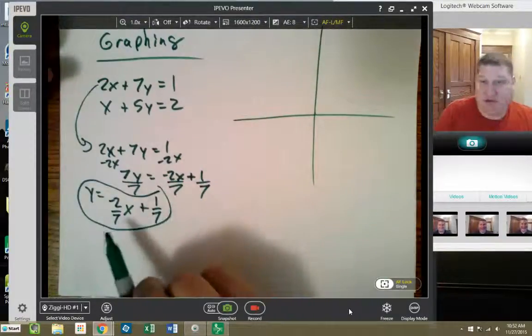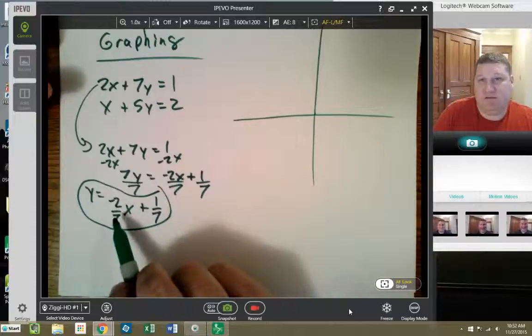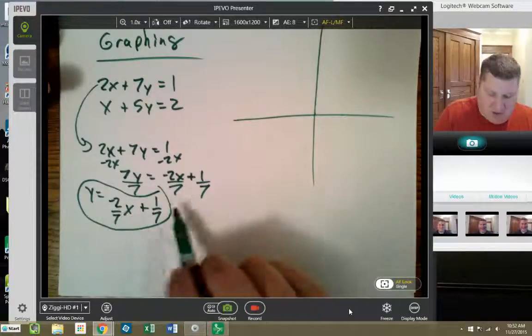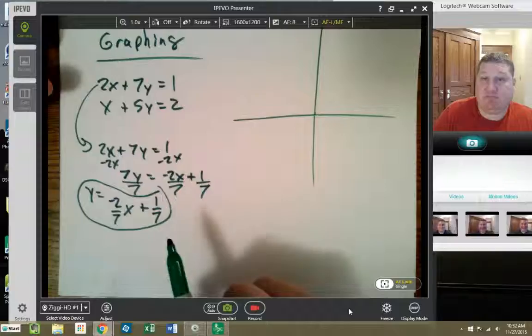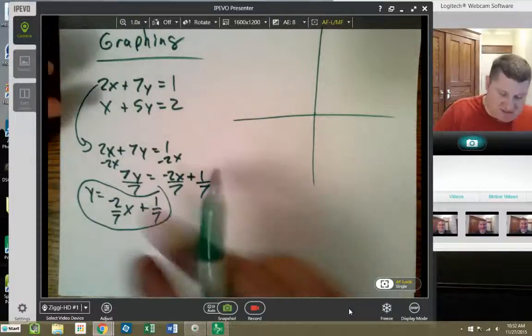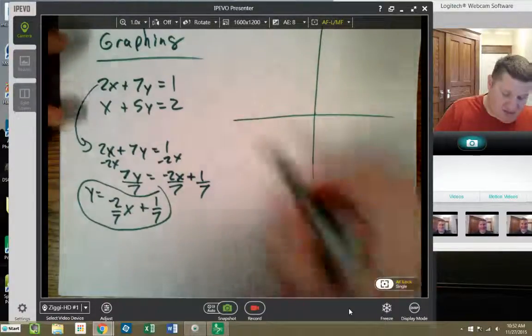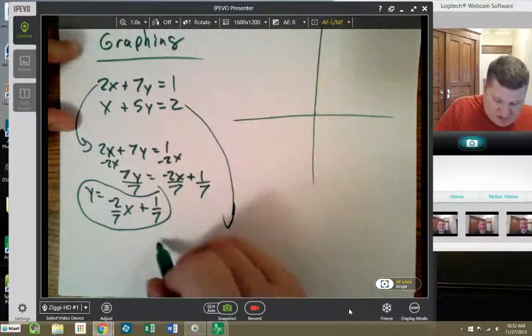Now, the negative 2/7 is known as the slope. The 1/7 is going to be the y-intercept, and we can use a decimal to estimate that if we need. Let's do the other equation.